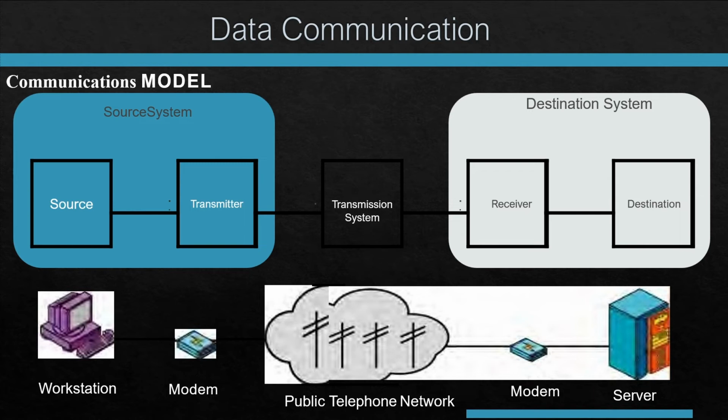And then the receiver. The receiver accepts the signal from the transmission system and converts it into a form that can be handled by the destination device. For example, a modem will accept an analog signal coming from a network or transmission line and convert it into a digital bit stream. And the destination system takes the incoming data from the receiver.